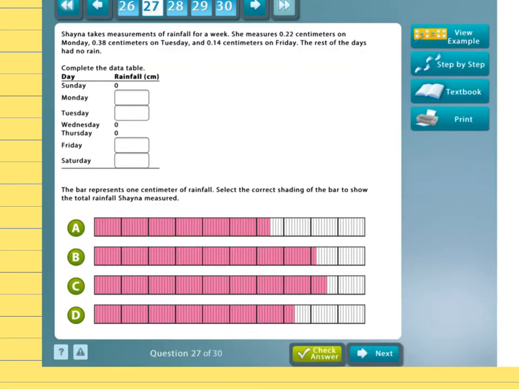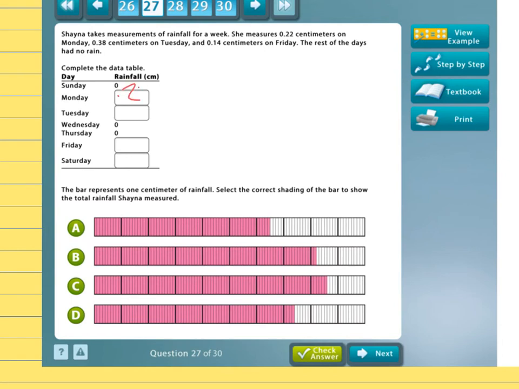Got a word problem here. Shana takes measurements of rainfall for a week. She measures 22 hundredths of a centimeter on Monday, 38 hundredths on Tuesday, and 14 hundredths on Friday. The rest of the days had no rain. So let's fill in the chart.